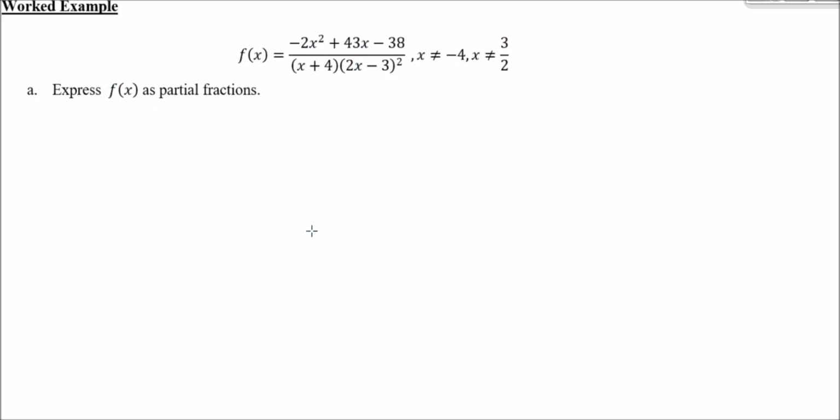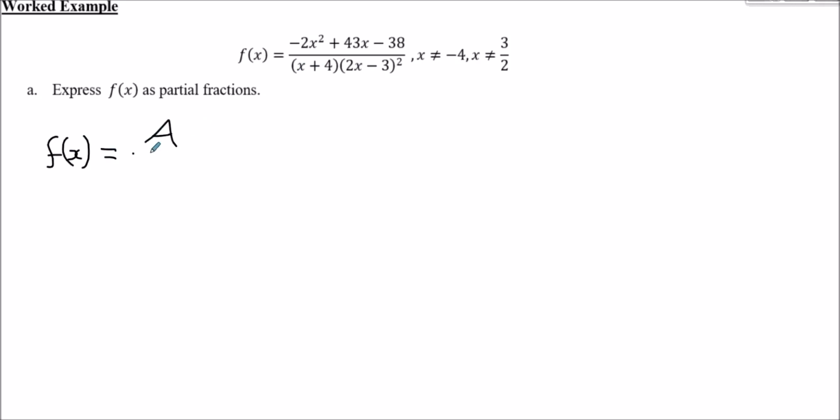First off, we need to find f of x in terms of partial fractions. So look at the denominator and look at the terms here. We've got a repeated factor and a linear factor. So for f of x, we assume that f of x can be expressed in the following form.